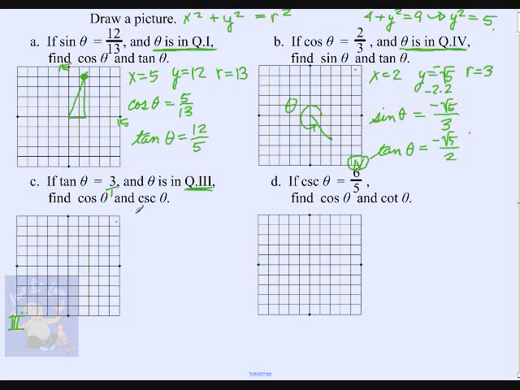All right, I know that my x is 1, because for tangent, what's in the denominator is my x. My y is 3. Now if I square both of these and then add it together, the Pythagorean theorem, 1 squared is 1, 3 squared is 9, so my r squared is 10. So r is the square root of 10.